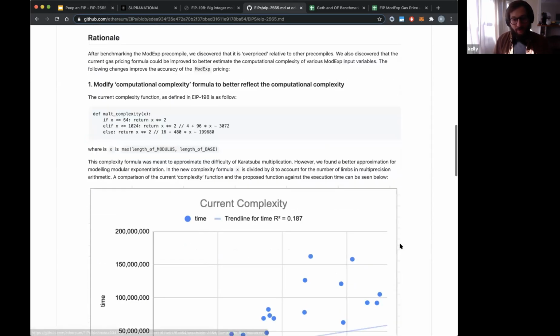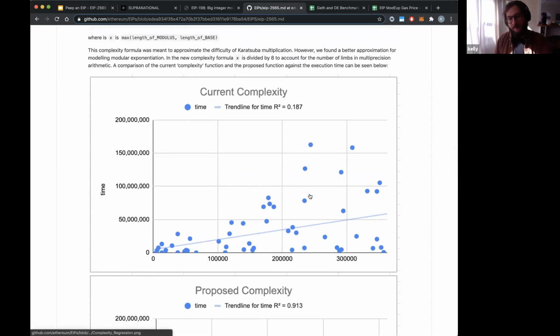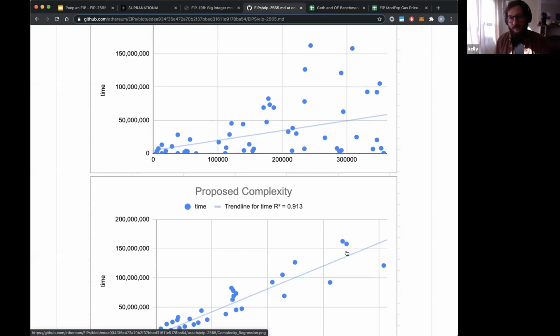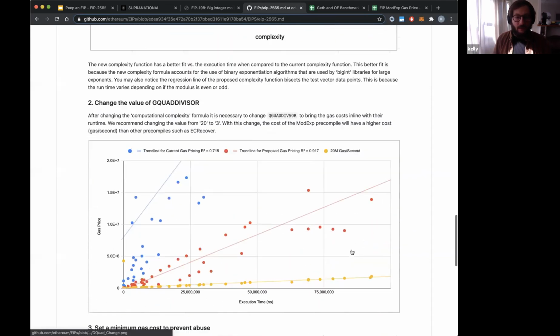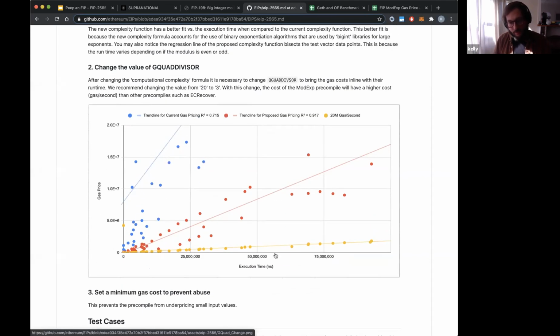The rationale, I think, we've already talked about before. We had this current complexity function. We realized we could make a better one that is more in line with how clients are actually doing these operations. With this G quad divisor, we said, hey, we're going to move it down. Maybe just to speak a little to your point, we wanted to make sure this 20 million gas per second is fair pricing. We have a straight, one-to-one correlation here between execution time and gas price. We want to make sure that any of these dots are always over this line, which means we're never underpricing any of these.